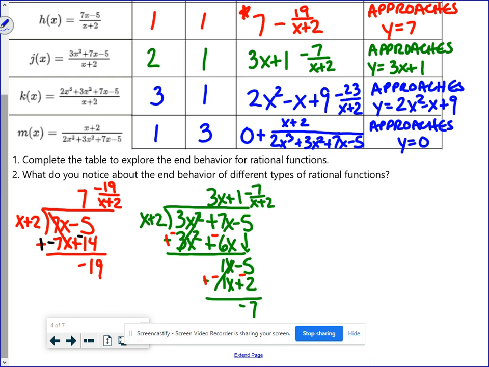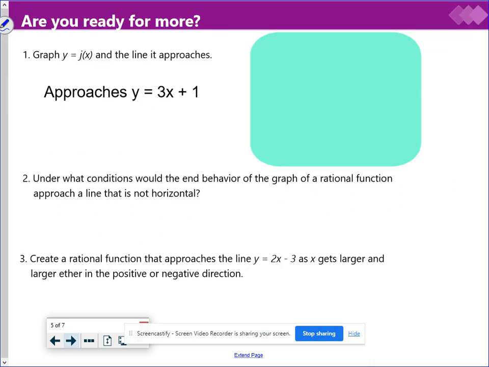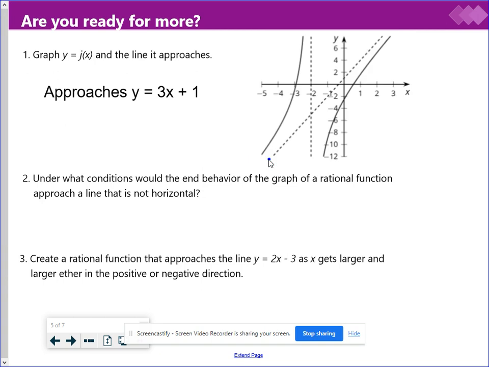So there's my table. What we notice about the end behavior here is that if the denominator has a bigger degree, it's going to approach y equals 0. If it has a bigger degree in the numerator, then we've got some other stuff that we have to look at. What this is going to ask you to do for the are you ready for more, and I just have this graphed, it asks you to look at that J function. Here's what it looks like. Oh, I'm holding my pen. Looks like this.